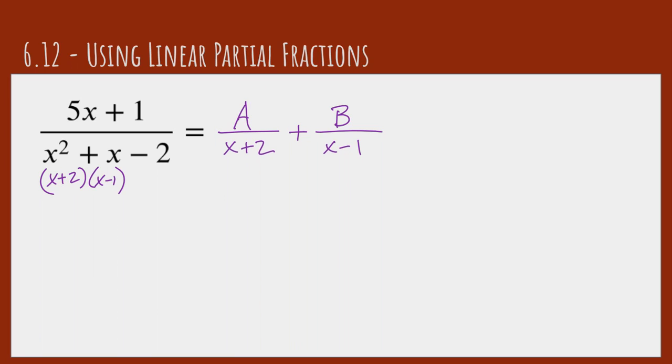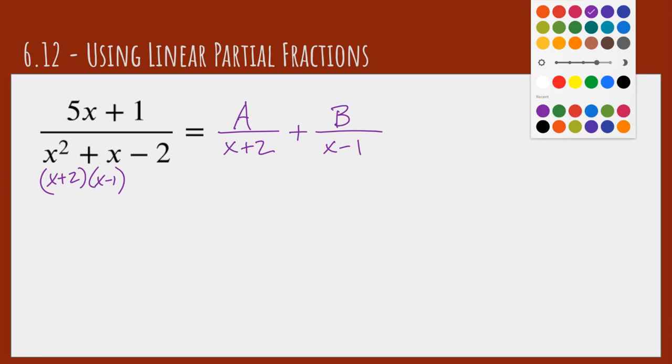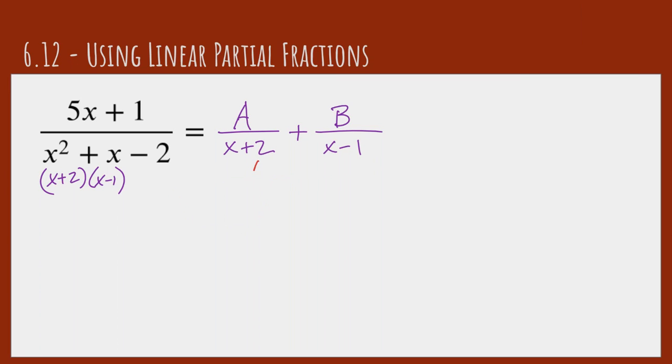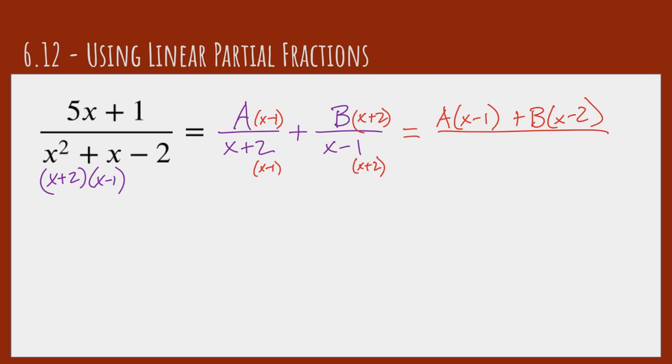Now at this point, I'm actually going to go from this expression back to getting a common denominator and get an expression that looks like the original one. So for the common denominator, I'm going to multiply by x minus 1 over x minus 1 in the first one, and x plus 2 over x plus 2 in the second one. So what we end up with then is A times x minus 1 plus B times x plus 2, all over x plus 2 times x minus 1, which is x squared plus x minus 2.